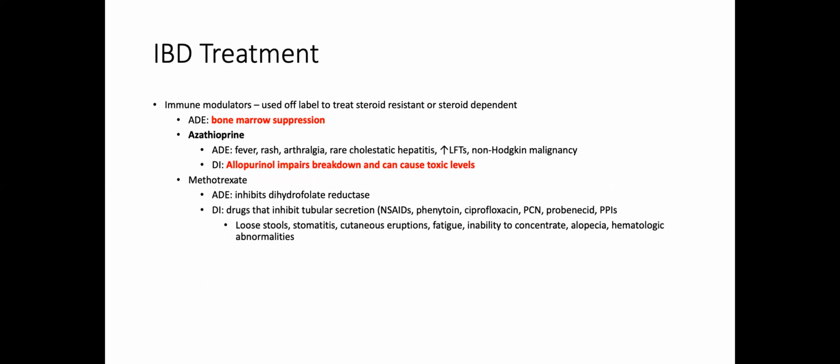There's also immune modulators that are used to treat patients who are resistant to steroids, but remember there's bone marrow suppression. So like azathioprine, remember, don't take it with allopurinol because it can impair the breakdown and cause toxic levels. Methotrexate is another immune modulator that's used in rheumatoid arthritis and other autoimmune disorders, and it inhibits dihydrofolate reductase and inhibits tubular secretion.